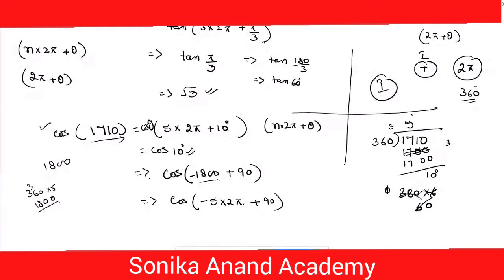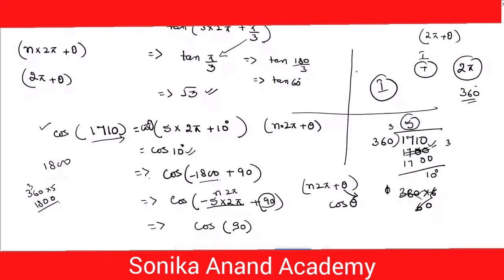Because with the 5 we have this. So it becomes cos(minus 10 ... minus, this is 90). So we can write it as cos 90, minus 10. Only cos 90, because it becomes n 2 pi plus theta. So we go for only cos theta. n 2 pi plus theta we can write directly as cos theta.